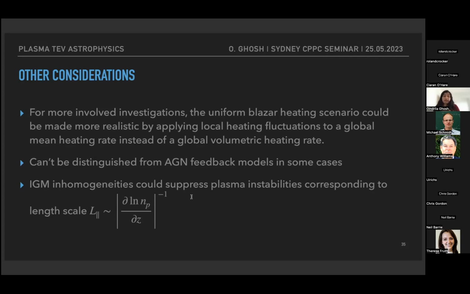And also the intergalactic medium could have inhomogeneities that could suppress the plasma instabilities corresponding to a length scale that is determined by the density. However, these inhomogeneities are fortunately not extremely strong in the intergalactic medium, and therefore the plasma instabilities could still play a significant role.